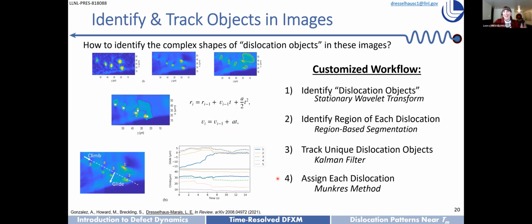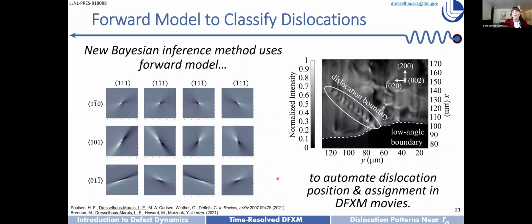So now that we have our ability to watch and track these dislocations, much more recently, we have been developing a Bayesian inference model to be able to combine our identification of where that dislocation is and what it should look like based on elastic theory, and give us the ability to now automate the dislocation position and assignment in these DFXM movies to be able to really give us a pipeline to go from this raw data that we collect to the results in statistically significant amounts afterwards. But you'll have to stay tuned for that paper because it's coming soon.